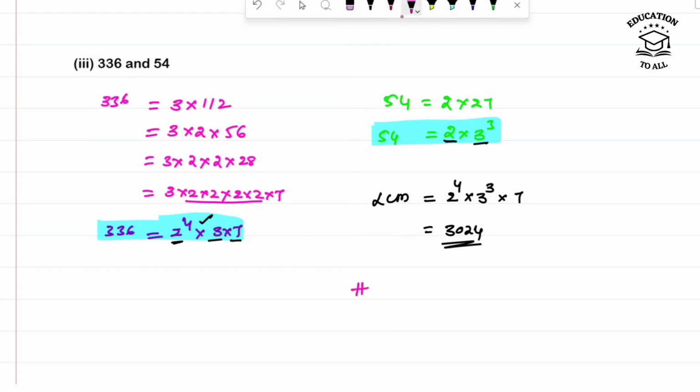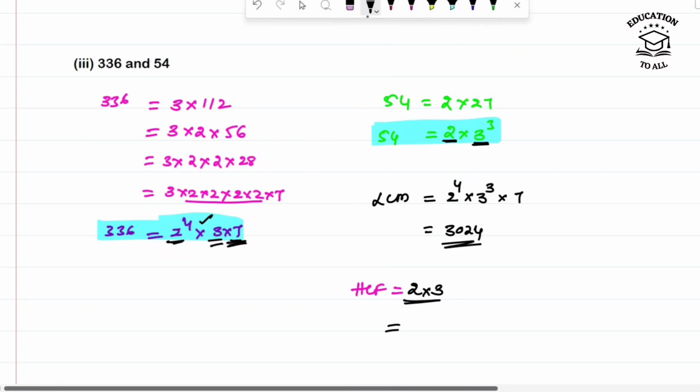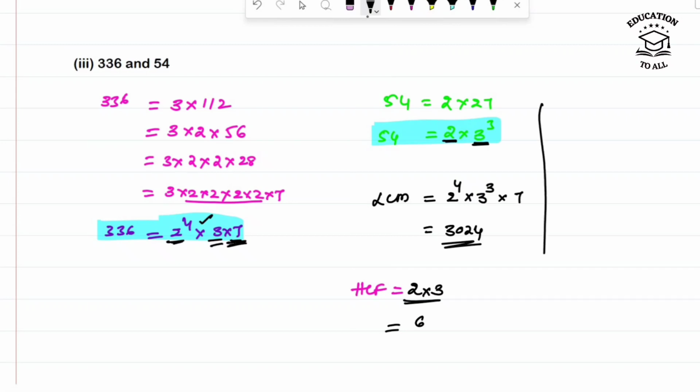Now similarly find the HCF for these both. The HCF is 2 to the power of the smallest exponent, then 3, only 3 power 1 will be there. 7 is not common, so we can stop the HCF, and if we take the product of these both, we get 6. Now we have to cross check the product of the numbers as well as the product of LCM into HCF. First, the product of numbers.